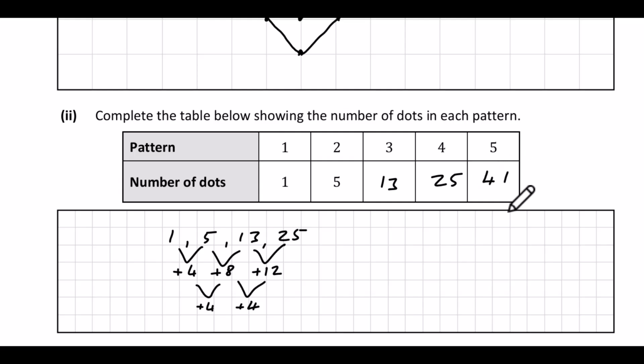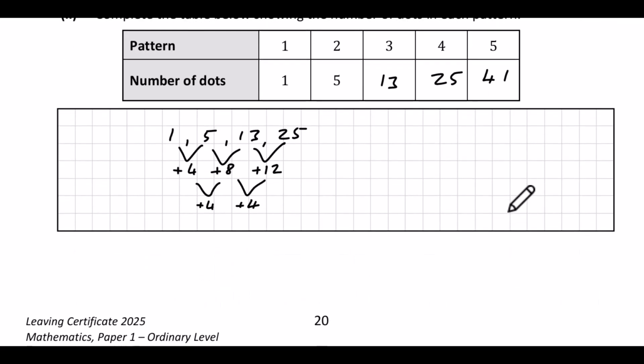How did I work out 41? Well, if I write out, let's say 1, 5, 13, and 25, these are the ones that I have. We find that it's a quadratic pattern. In other words, if you look at the difference between 5 and 1, you get plus 4, 13 and 5 plus 8, 25 and 13 plus 12. If you do the second difference, the difference between 4 and 8 is plus 4. The difference between 8 and 12 is also plus 4.